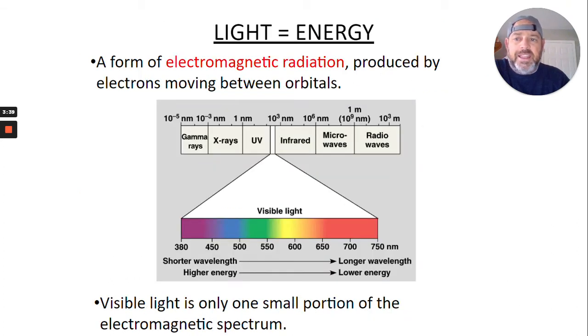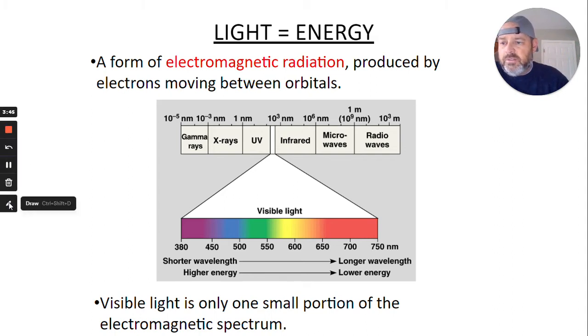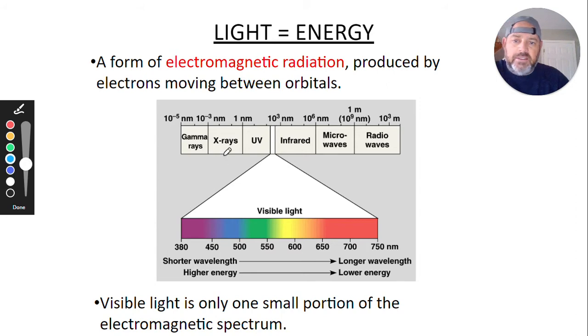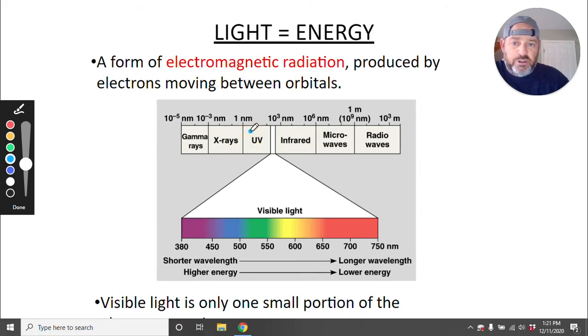A little bit about light. It's a form of electromagnetic radiation, so it's on the spectrum. And you'll recognize some other words on here. UV, for sure, you've heard of. X-rays, you've heard of. Probably gamma rays. Infrared, microwaves, and radio waves. Visible light is just this little section right here.